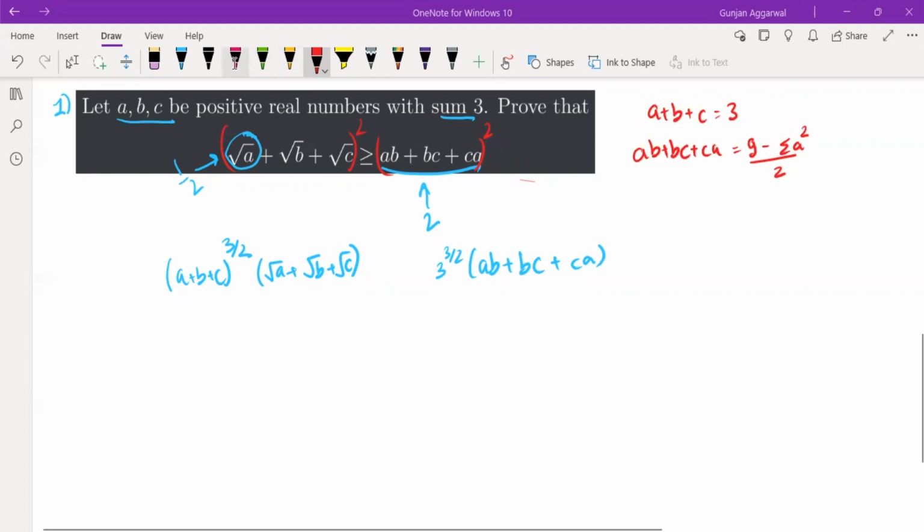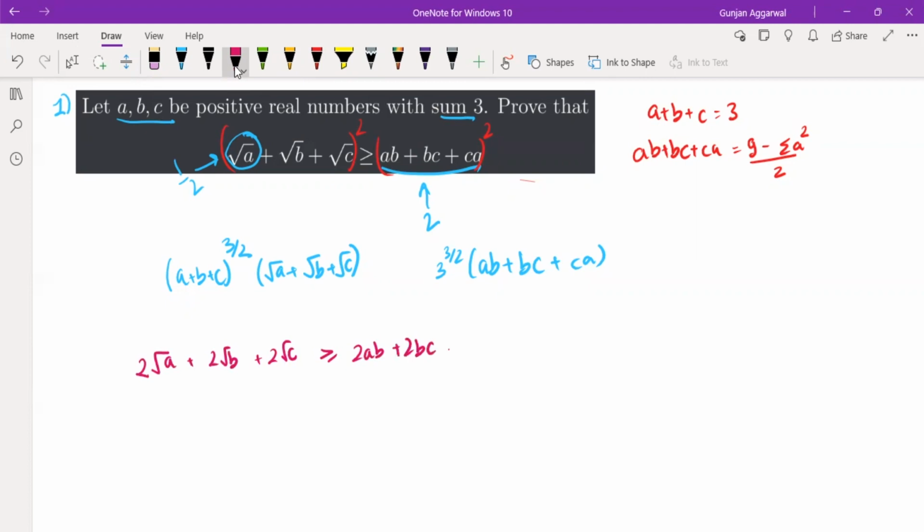Okay, let's multiply the expression by 2. So that's 2 root a plus 2 root b plus 2 root c greater or equal to 2ab plus 2bc plus 2ca. We can write this as (a plus b plus c) raised to 2 minus (a square plus b square plus c square), which is 9 minus a square minus b square minus c square.